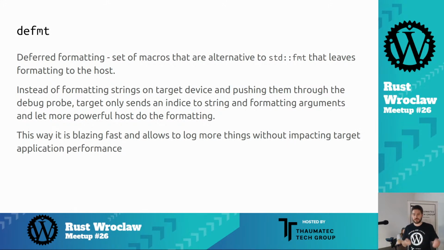Using defmt macros, it will just send a reference to the string, so the index of the string, and the parameters that we want to format into it. And this will be done on the host side, so it will be very cheap, and you can log almost everywhere, because this operation, unlike formatting on the target side, is not noticeable in most cases. So you no longer need to limit yourself in your debug information. So that's nice. And also it reduces the binary size.